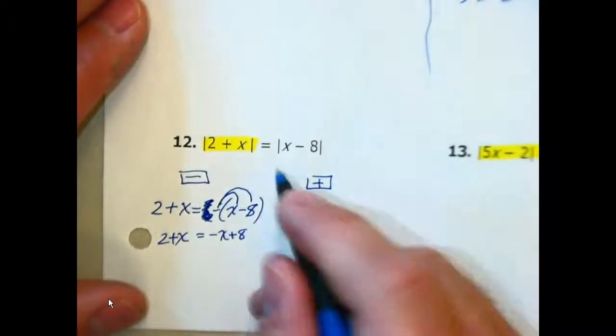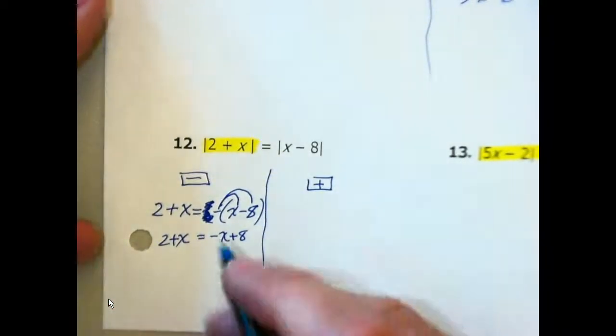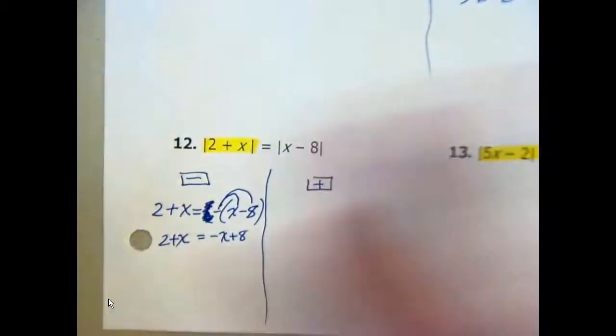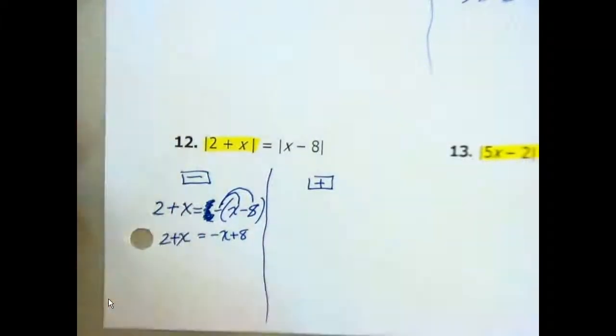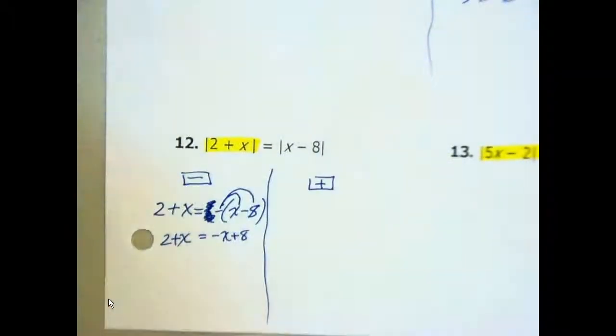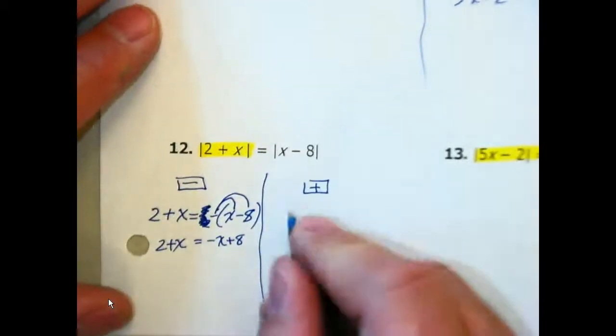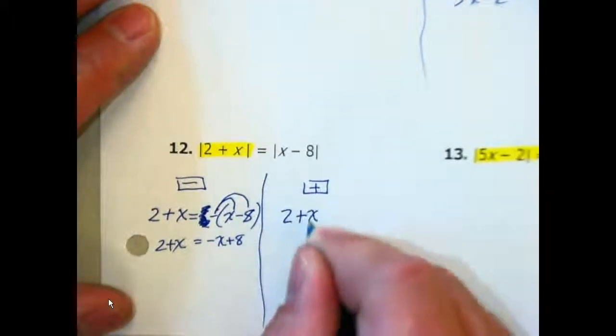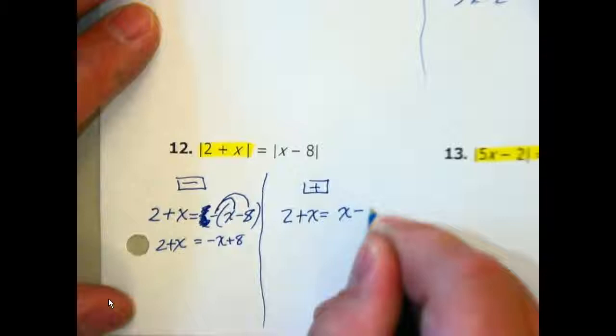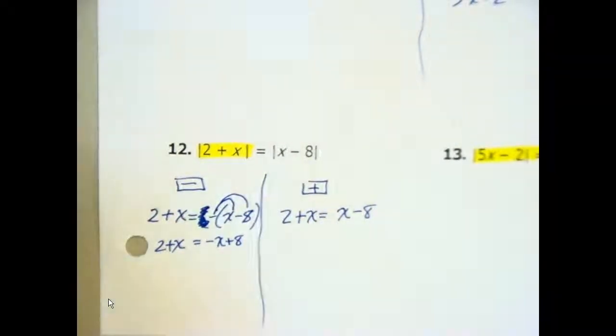Or you could do it negative 2, right? If you did it to the other side, you could have made the negative on this side because both of them are in. Okay, positive case, 2 plus x equals x minus 8. Really, the positive case, nothing really changes other than you drop the symbols, right? It's the negative one that messes you up.